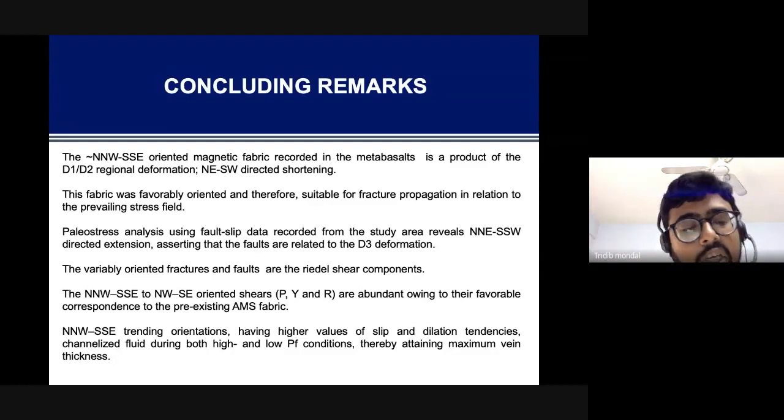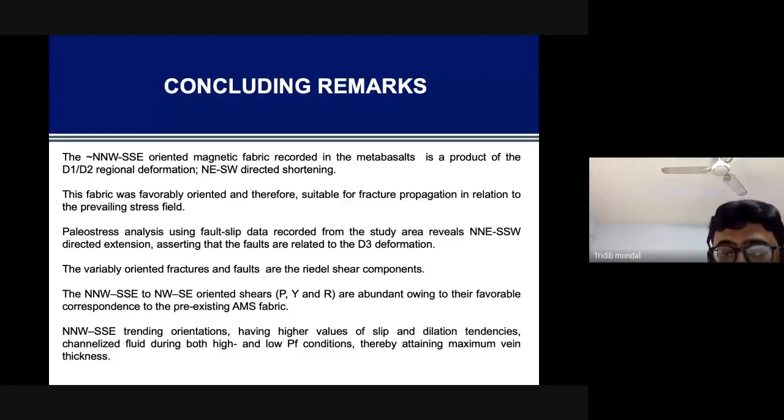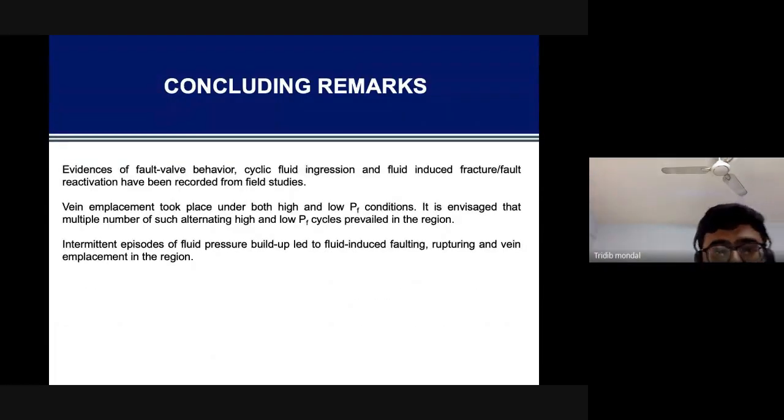studies. And the north-northwest, south-southeast trending orientations, having higher values of slip and dilation tendencies, channelize fluid during both high and low fluid pressure conditions, thereby adding the maximum vein thickness in that region. Evidence of fault valve behavior, cyclic fluid ingression, and fluid-induced fracture and fault reactivation have been recorded from the field studies. The vein emplacement took place under both high and low fluid pressure conditions, and it is envisaged that a number of times such alternating high and low fluid pressure cycles prevailed in that region. Intermittent episodes of fluid pressure build-up led to fluid-induced faulting, rupturing, and vein emplacement in that region.